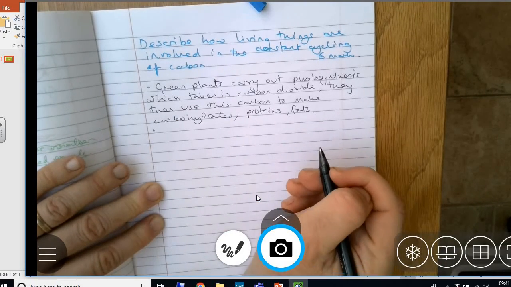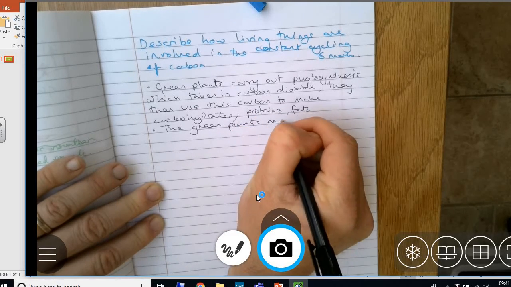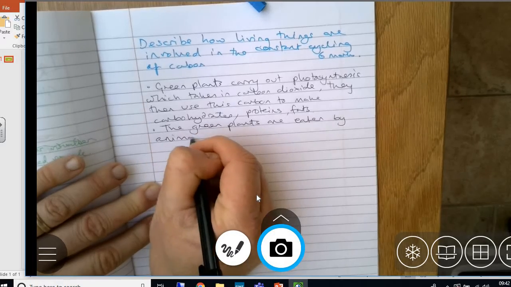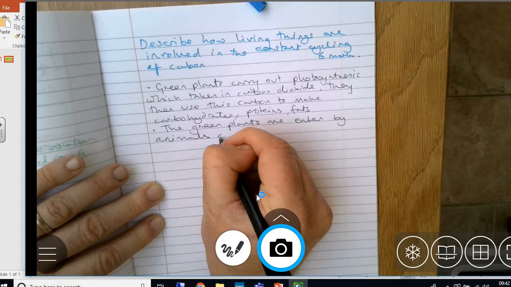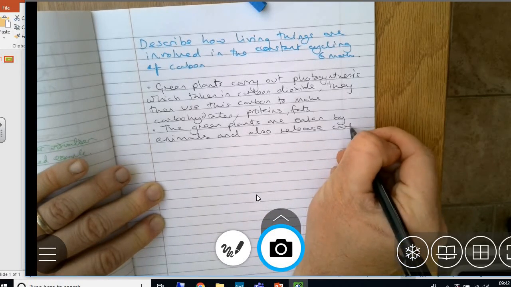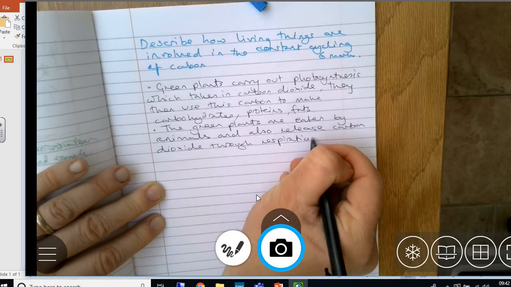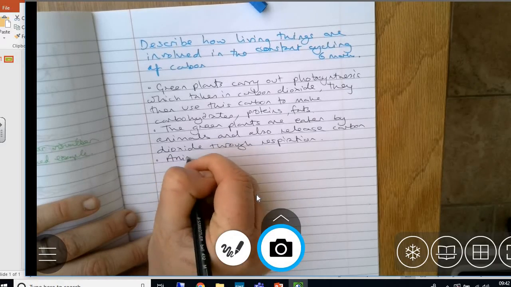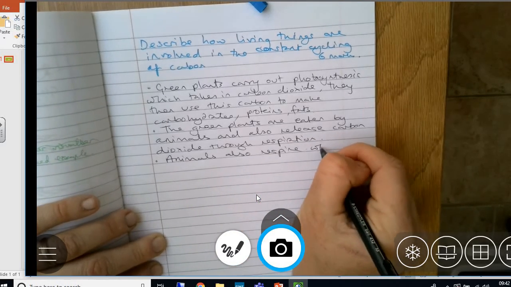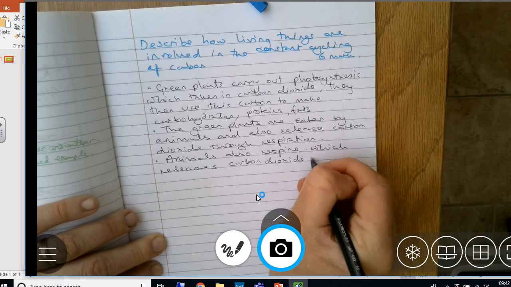Second point I want to make is that the green plants are eaten by animals and also release, you mustn't forget, they also release carbon dioxide through respiration. Animals also respire. So we've mentioned them as well, which releases carbon dioxide into the atmosphere.